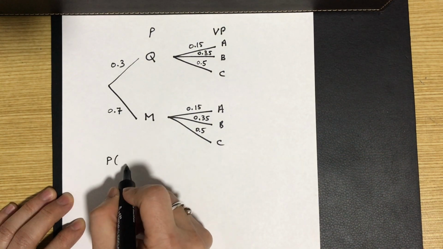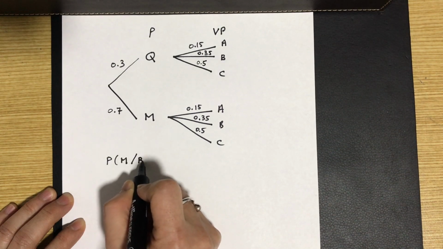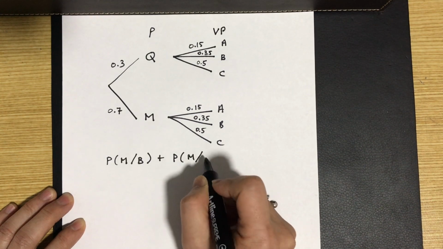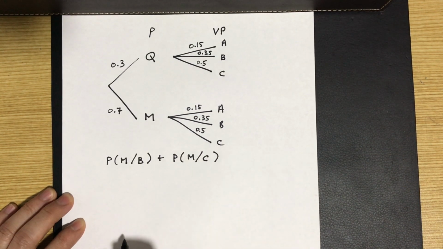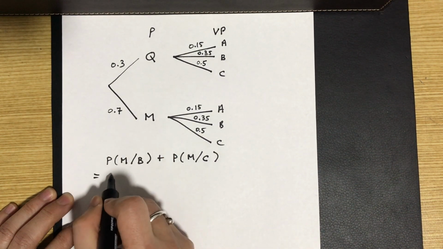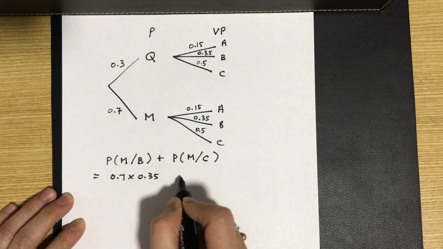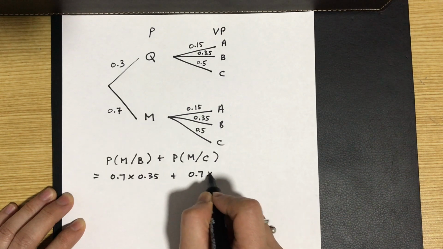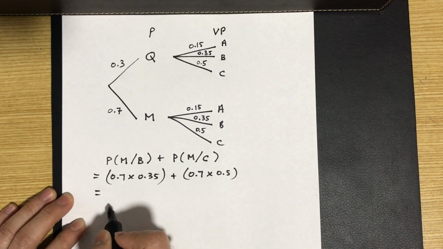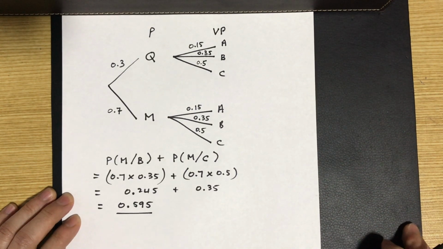What we're looking for is when Minho is the president with person B as vice president, or Minho is the president with person C as vice president. So what would that be? Minho's chance to get elected as president is 0.7, with person B is 0.35, plus Minho with person C is 0.5. So you put that in your calculator, and when you add it together, the answer is 0.595. So that's your probability.